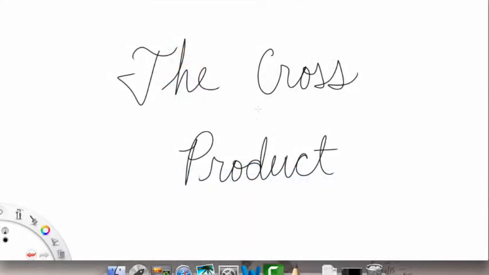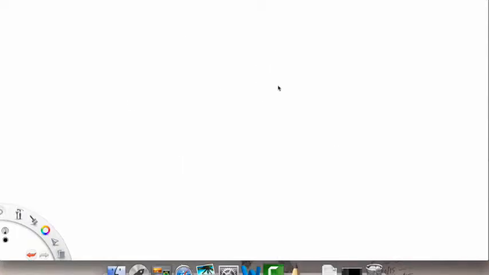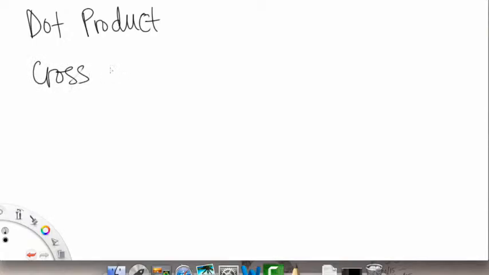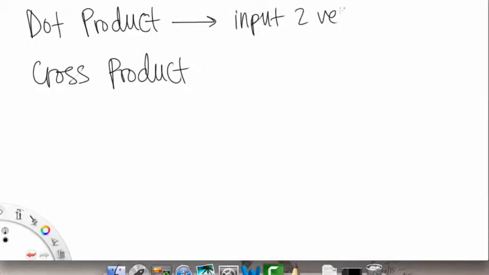And welcome to the video on the cross product. So just like the dot product that we've learned about, the cross product is also an operation between two vectors. But the only difference between the dot product and the cross product is a whole world of difference, because for the dot product you input two vectors and you get out a scalar. It spits out a scalar, okay?